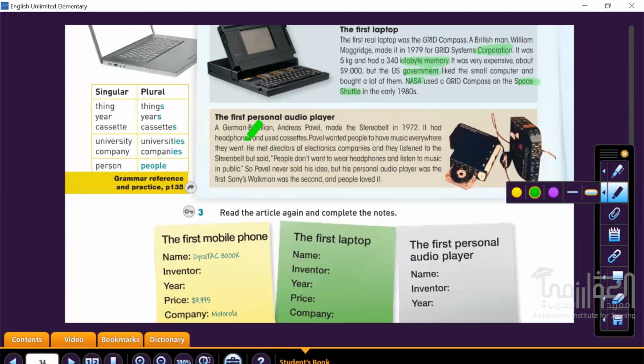Then we have headphones, and cassettes. Then we can also add electronics, you know that. So this will be enough.